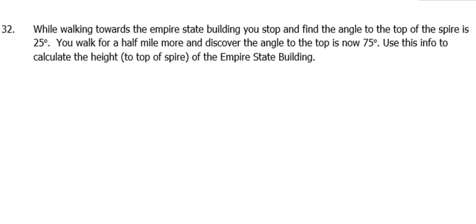While walking towards the Empire State Building, you stop and find the angle to the top of the spire is 25 degrees. You walk a half mile more and discover the angle is now 75 degrees. Calculate the height to the top of the spire.